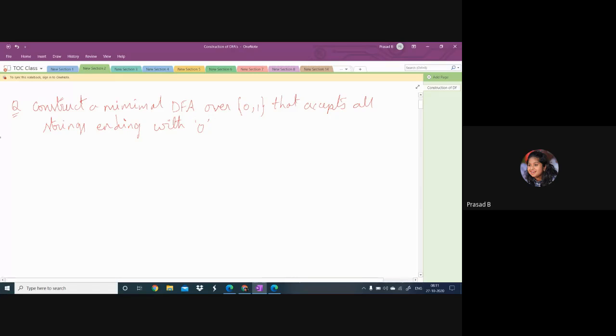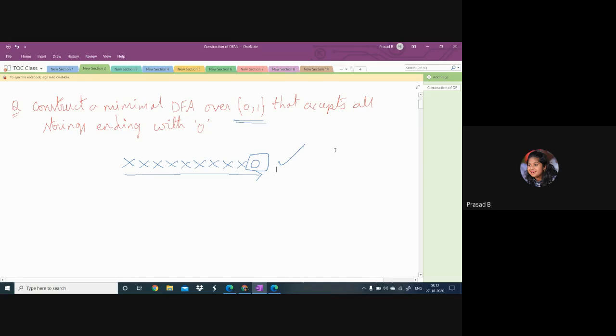What is a DFA? Every state must be defined for every input. That is one condition. And the second condition is that at every state, for every input, it must have a single output state. Here, the strings are combinations of zeros and ones, any combination of 0 or 1, and they should end with 0. This x means either 0 or 1, and so on. It can be of any length, and if the last symbol is 0, it must be accepted by the DFA.